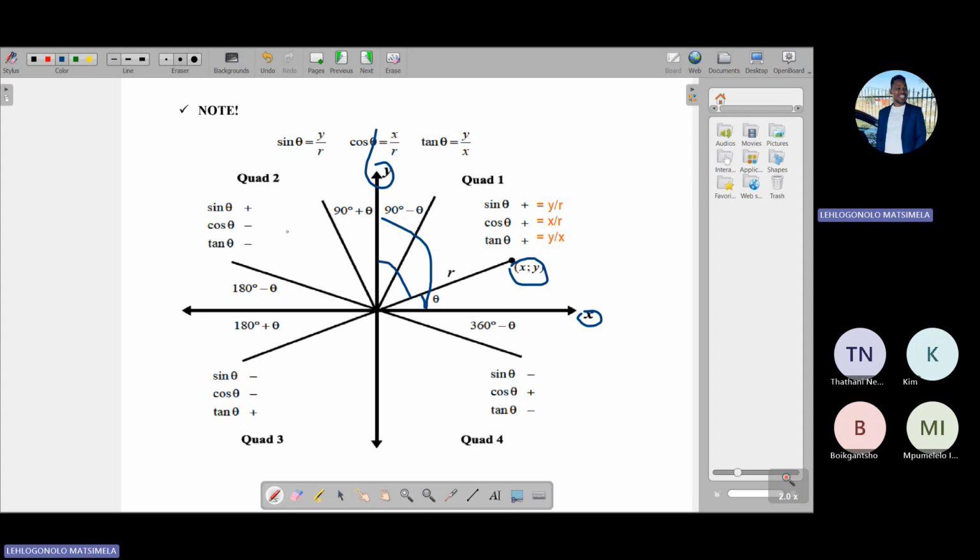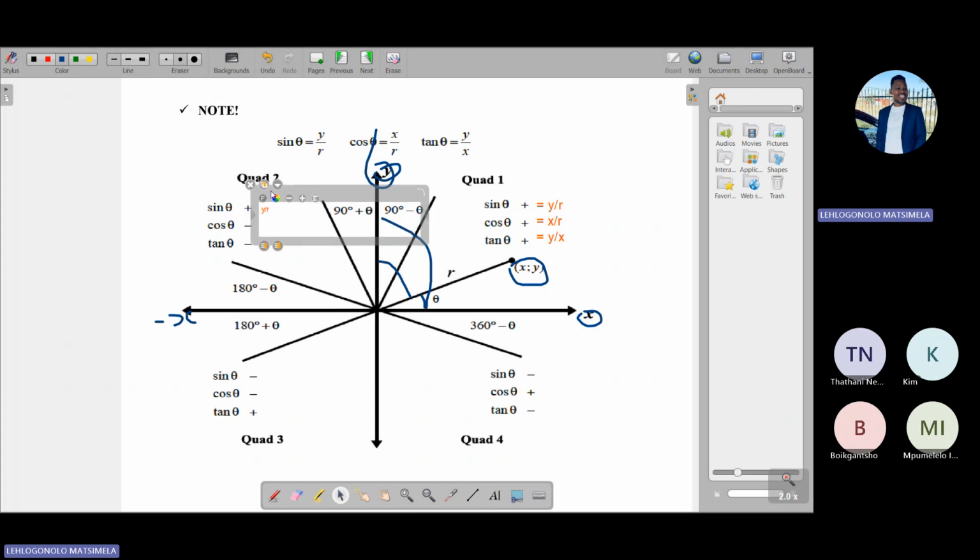The next quadrant is the second quadrant. In the second quadrant, we are having sine, cos and tan. Still the same: on this side, y is positive, and x is on this side, and on this line x is negative. So for the sake of sine, we're going to have y over r, which is still positive.